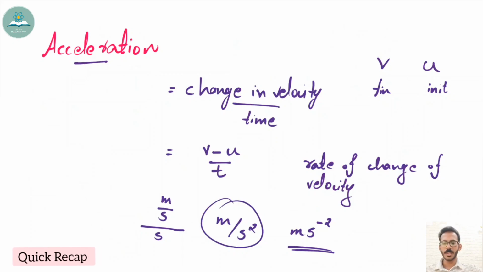Next is acceleration. Acceleration is also called rate of change of velocity. Equation for acceleration is change in velocity by time. Remember that v should be taken first, that is final velocity minus initial velocity by the time taken. Here the SI unit is velocity's SI unit divided by the SI unit of time, that is meter per second by second. We got meter per second square. It is represented like meter second raised to minus 2.